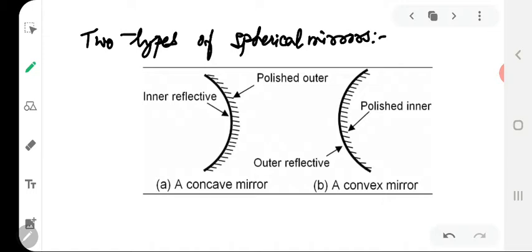In case of a concave mirror, the reflecting surface is curved inwards. The outer side is the polished surface. It is given a coating of silver paint covered up with a protective layer of lead oxide. So in this case, the inner surface behaves as the reflecting surface, whereas in case of a convex mirror, the outer surface, that is the surface which is bulging outwards, behaves as the reflecting surface. The inner side is polished, that is, it is covered with a protective paint. So this is the basic difference between the construction of a concave mirror and a convex mirror.